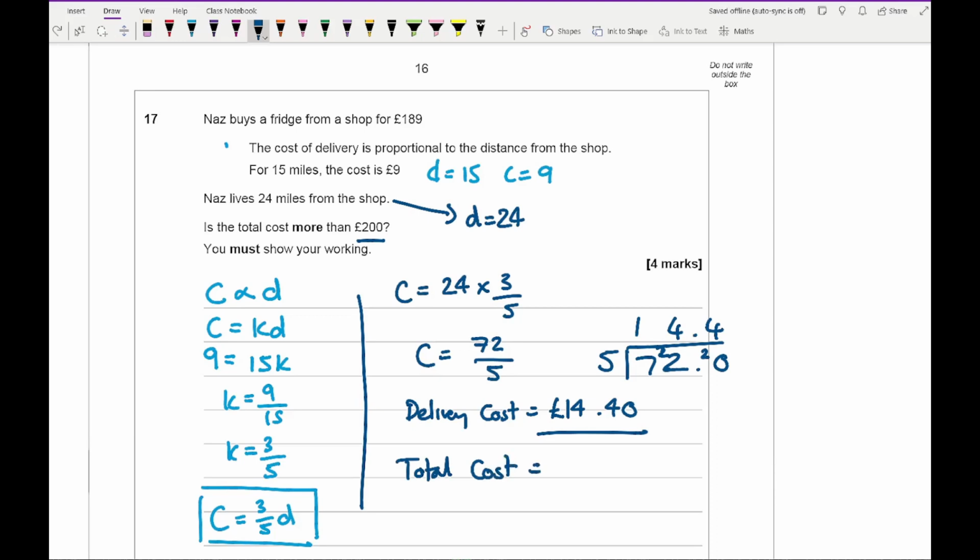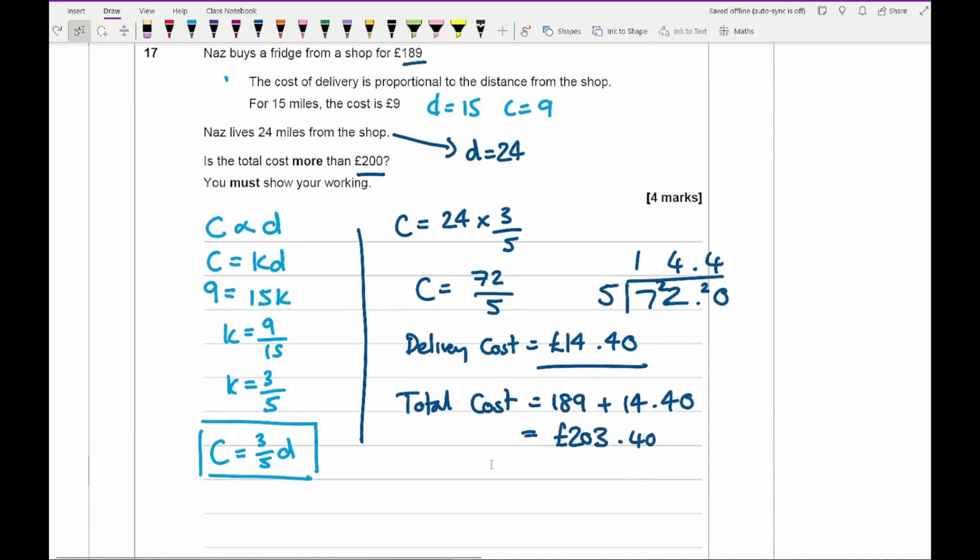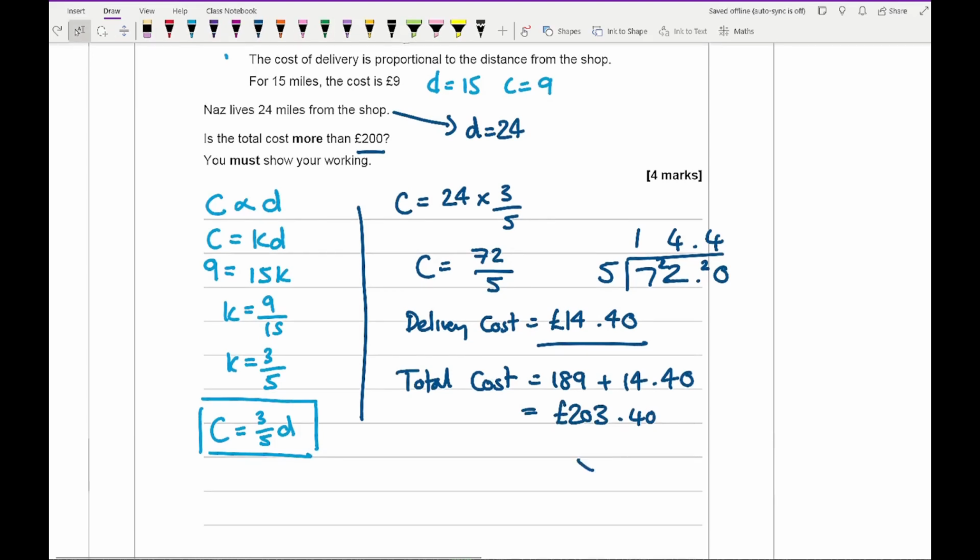So then the total cost is going to be the price of the fridge, which is £189, plus £14.40, which comes up to a total of £203.40. So is the total cost more than 200? The answer then is yes.